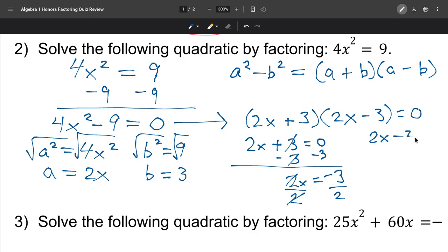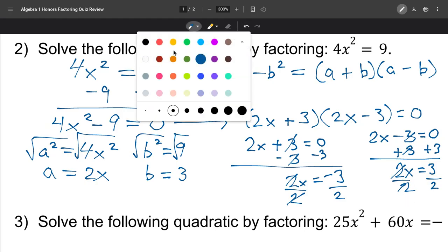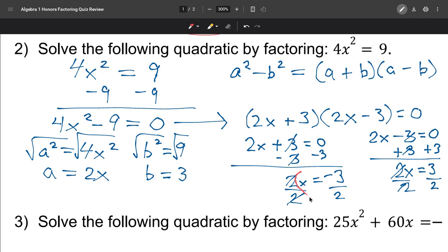And then 2x minus 3 equals 0 here. We'll add 3. 3 minus 3 is 0, so we get 2x equals 3. Divide by 2. So we get x equals 3 halves. So the two solutions here are x equals negative 3 halves, and x equals 3 halves. All right, let's keep going.